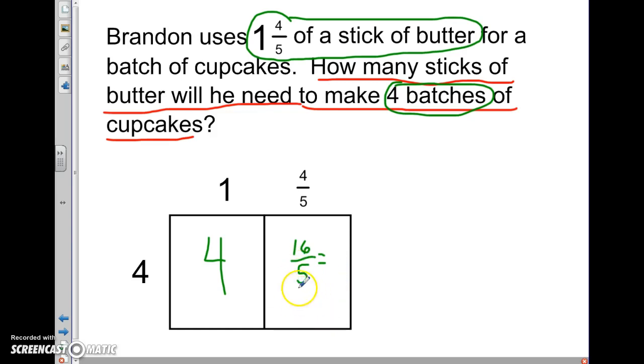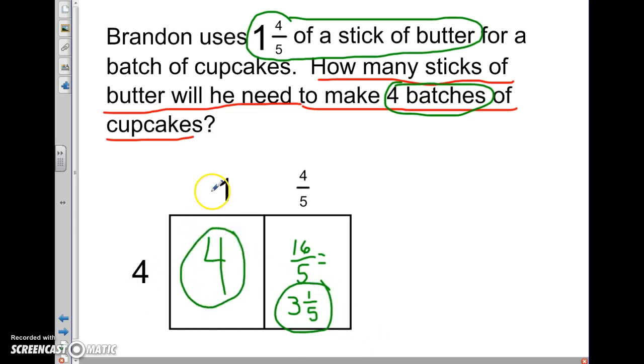Let's see here. 5 goes into 16 3 times, which would be 15, right? 3 times 5 is 15. And then what's the difference between 16 and 15? It's just 1. So it'd be 3 1/5. Check that again. 5 times 3 is 15 plus the 1, 16. So yep. So we've got 3 1/5 and 4.